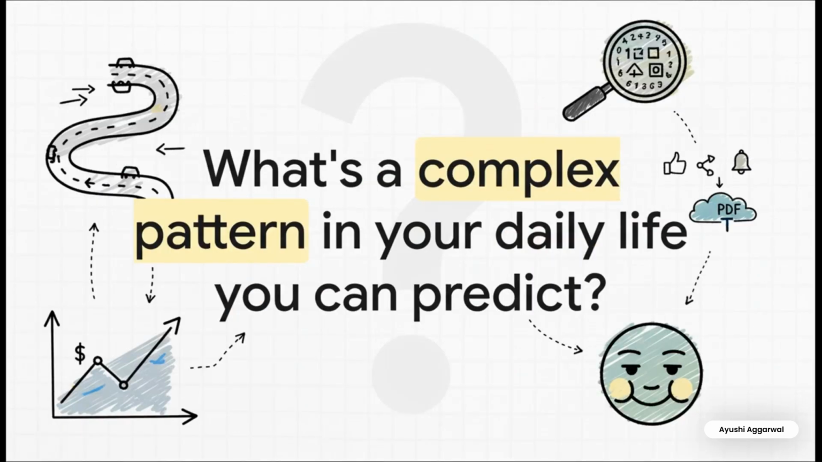So we've seen just how powerful logic and pattern recognition can be, right? But it's not just about numbers. Think about it for a second. What's a complex pattern in your own daily life that you've learned to predict? It could be anything. The traffic on your way to college, maybe. Or even knowing exactly when your favorite show will have a plot twist. See? Patterns are literally everywhere. It's all about learning to see them.